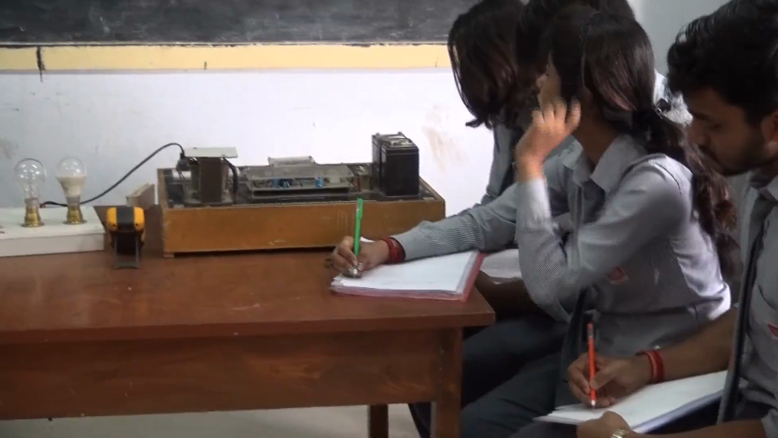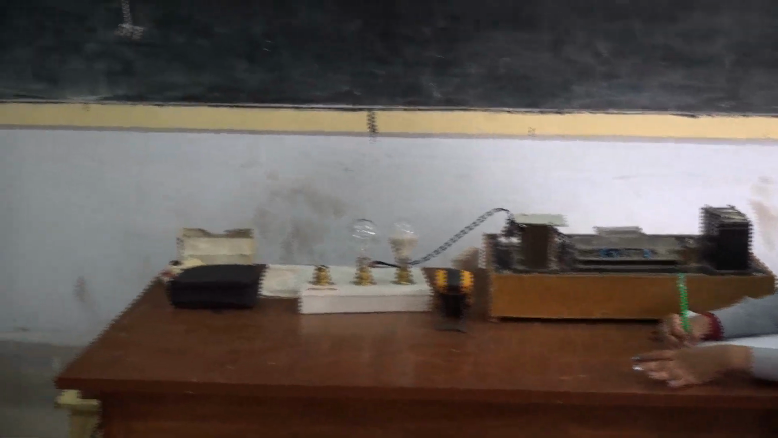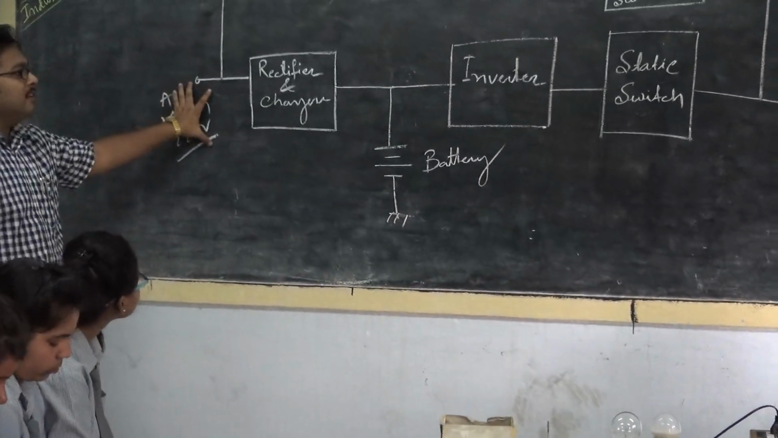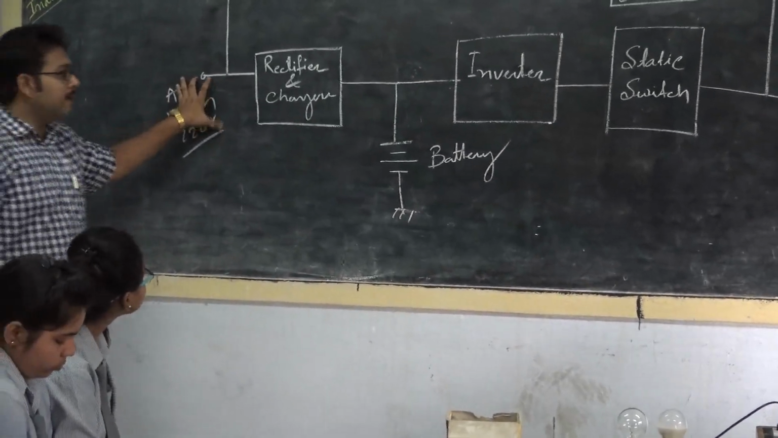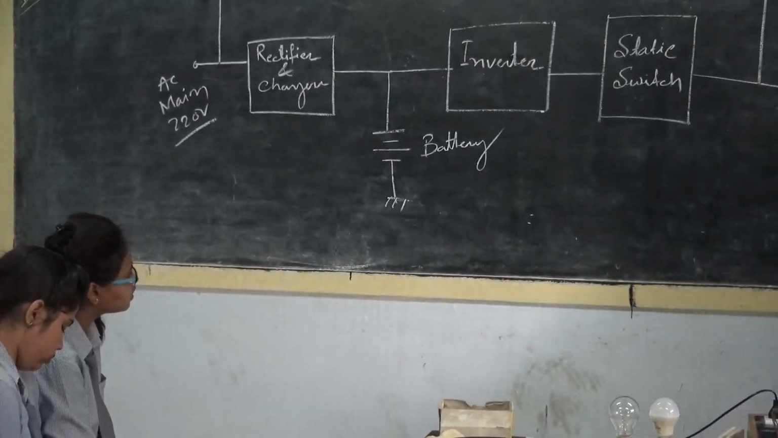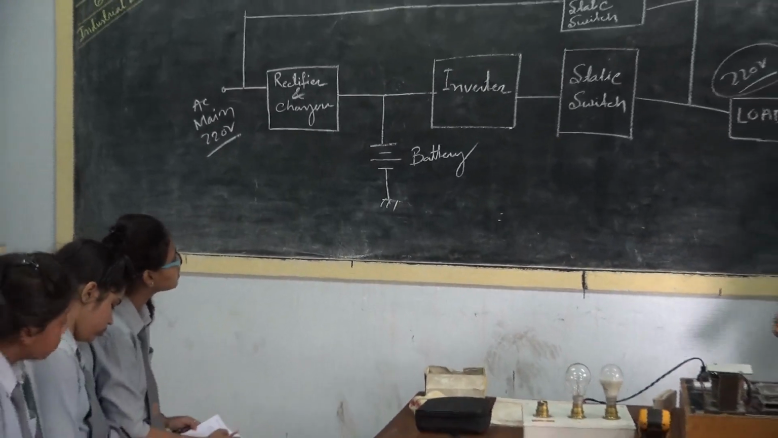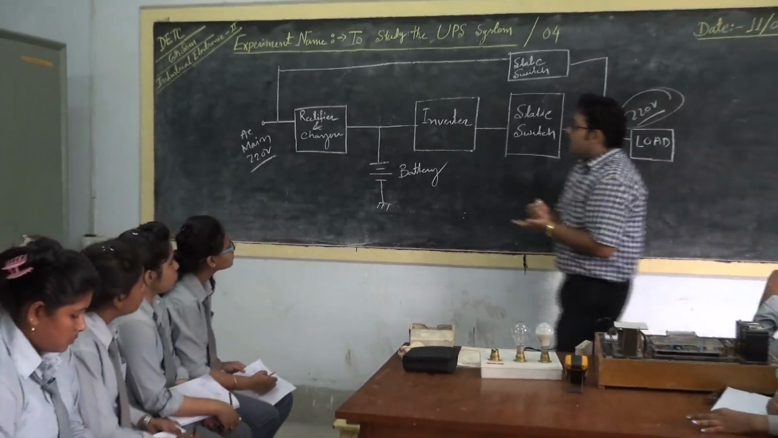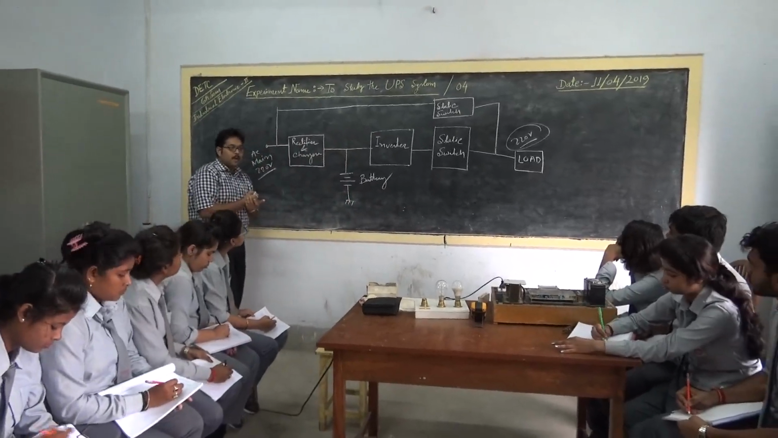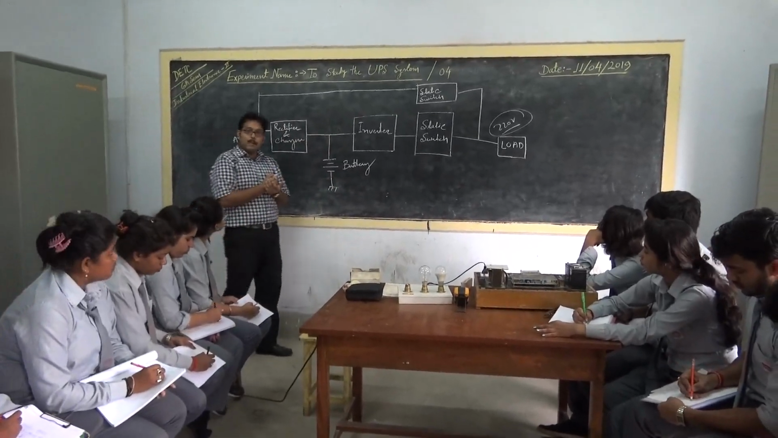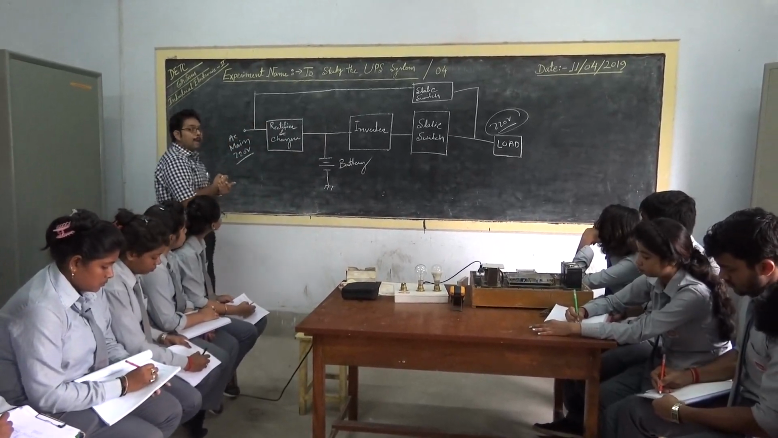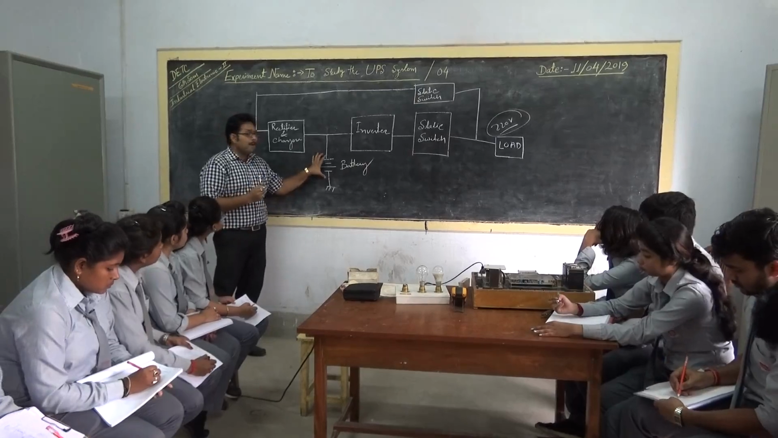From the figure or block diagram of UPS, it is seen that on the input side we maintain the AC power supply, and at the output side we also get AC, that is 220 volt. But we are using the UPS to store energy for when our main power supply fails. For this purpose, we have to store the energy in a battery.